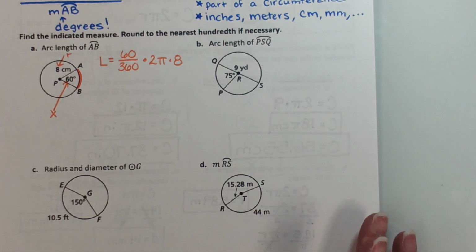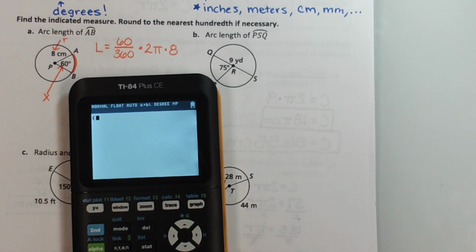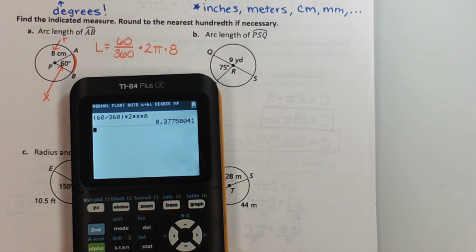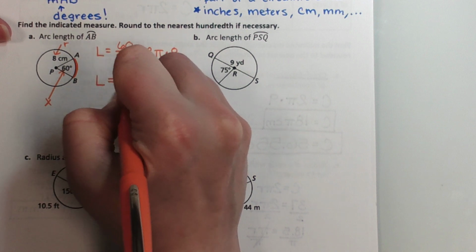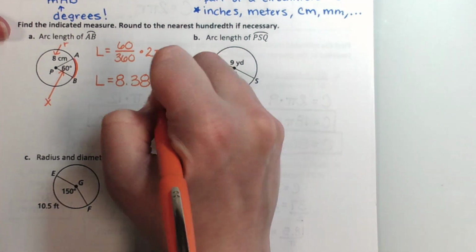Now that might not look pretty, but it goes into a calculator just fine. 60 divided by 360, I tend to put fractions in parentheses, times 2, times the pi button, times the radius, 8. 8.38. Units? Centimeters.